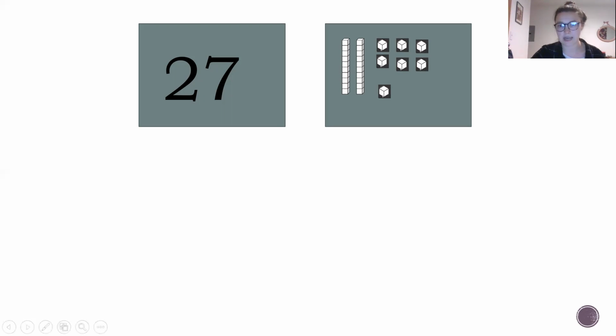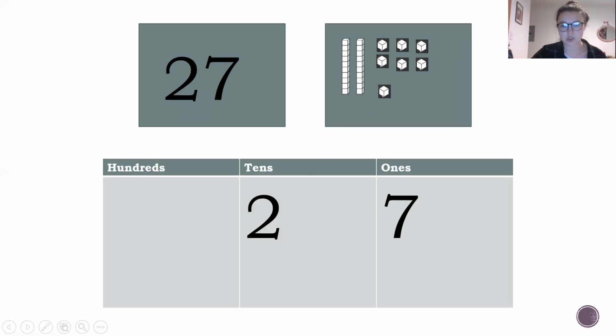Okay, so let's start by counting our 2 tens and our 7 ones. So each 10 stick has the value of 10 and each one block has the value of 1, just as a quick reminder. All right, so 10, 20, and then we'll move on to our ones, 21, 22, 23, 24, 25, 26, 27. Okay, so 27 has a 2 in the tens place and a 7 in the ones place.